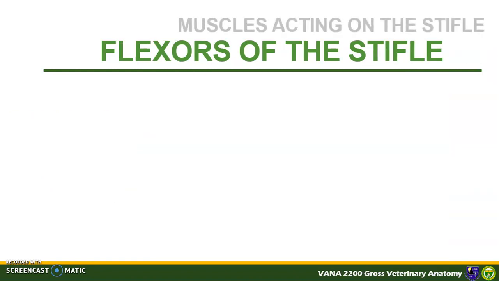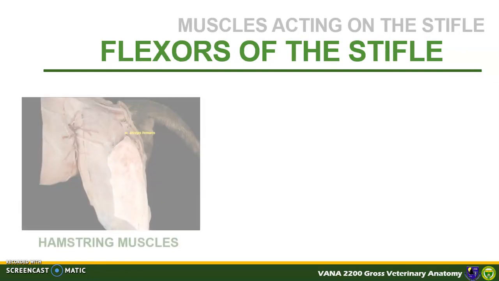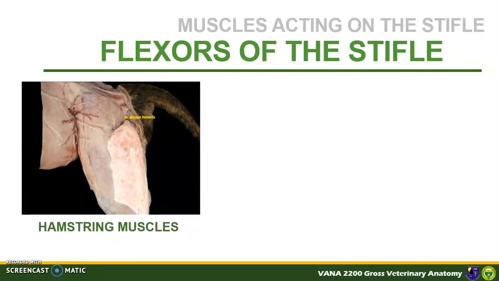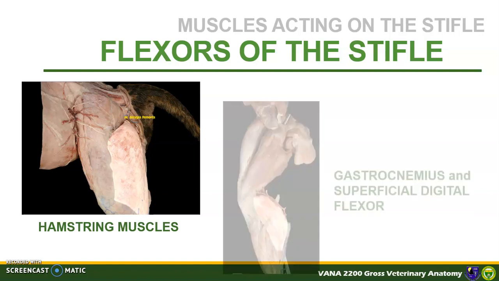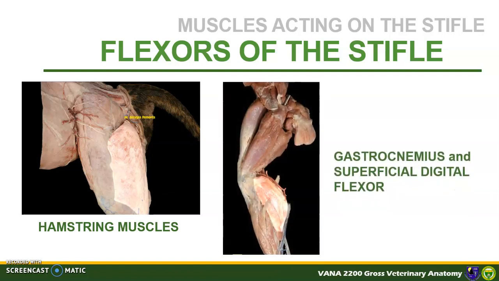The chief flexors of the stifle are the hamstring muscles, which also extend the hip as we discussed. In addition, the extensor muscles of the hock that originate on the caudal surface of the distal end of the femur may also flex the stifle. This includes the gastrocnemius and the superficial digital flexor.